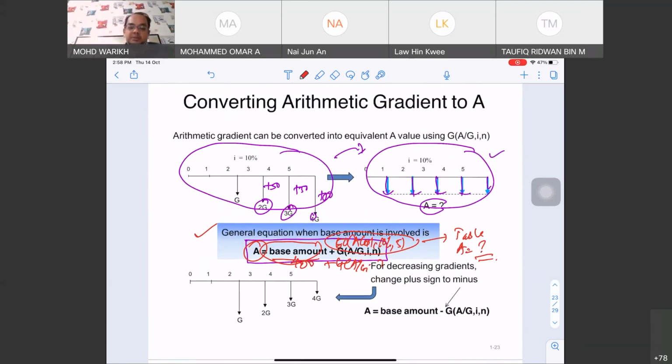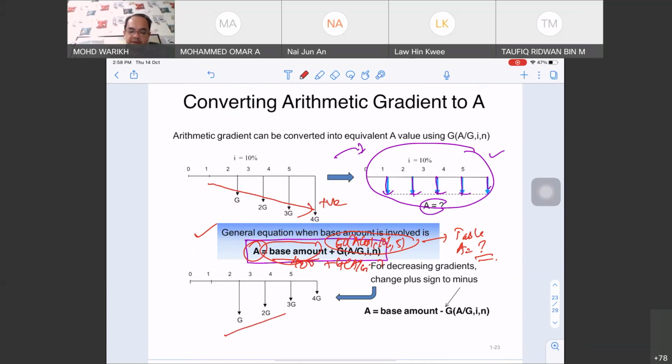But you have to remember this one is a positive. If the gradient shows this one is on the positive side, okay. But if the gradient here is on the negative side, then it's a negative, you just do the negative. It's a positive. Remember that one.